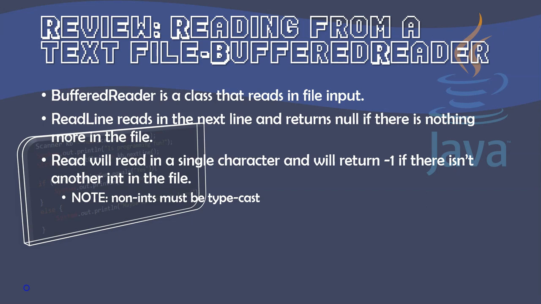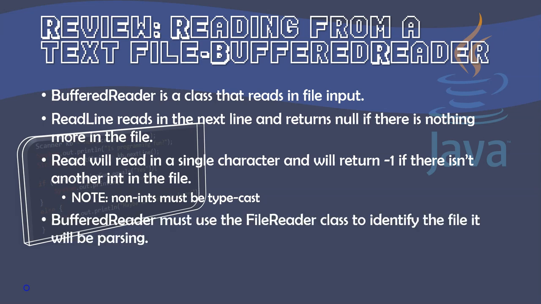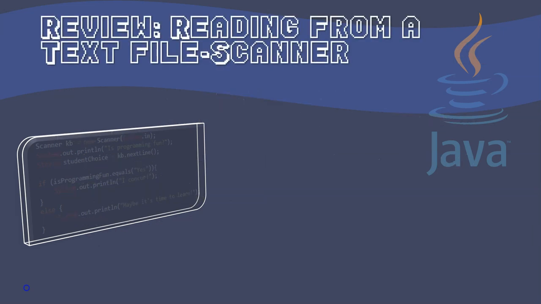And with read, remember, it will return -1 if there isn't another integer in the file, because remember, read is actually going to try to process as an int, and if you have a non-integer such as a double, you're going to actually need to typecast things, or if you have a single character. So it has to be handled in the appropriate way, because readLine is more meant for strings, whereas read is more meant for something like int. Now, BufferedReader, of course, can use the FileReader class to identify the file it will be parsing. So, of course, we want to make sure we have the correct file that we're reading in. But there is an easier way.